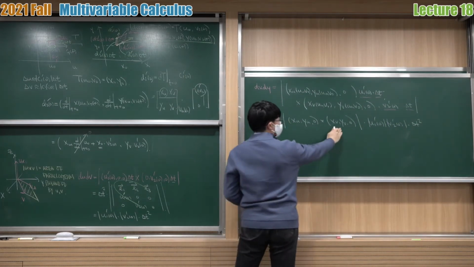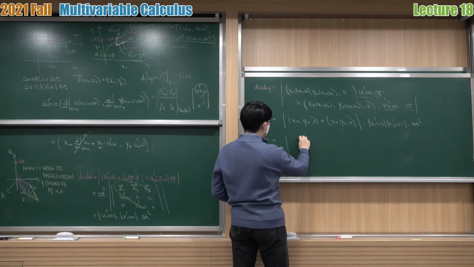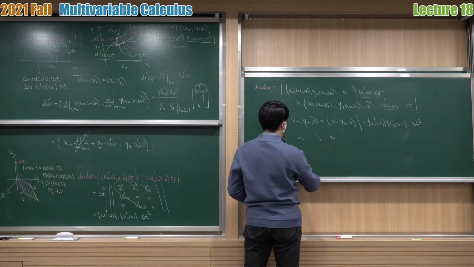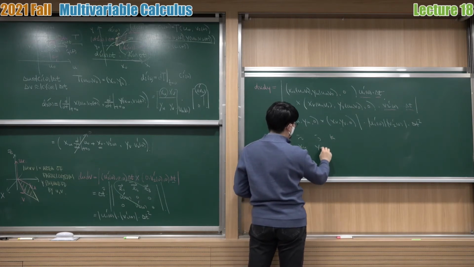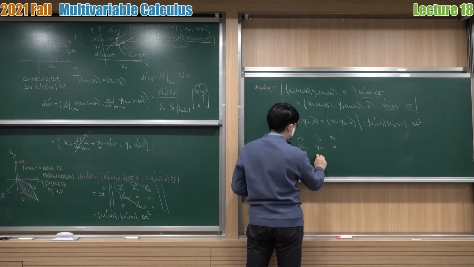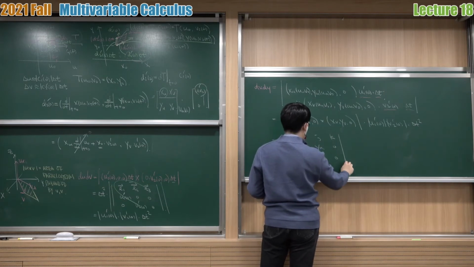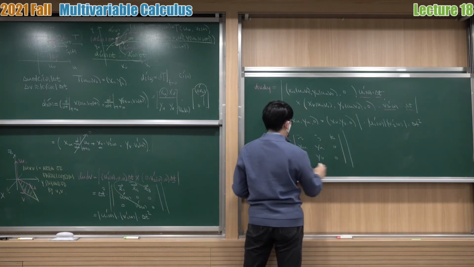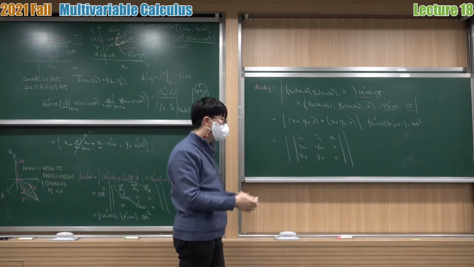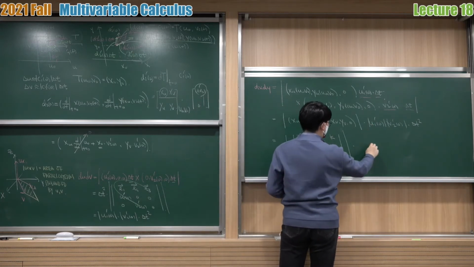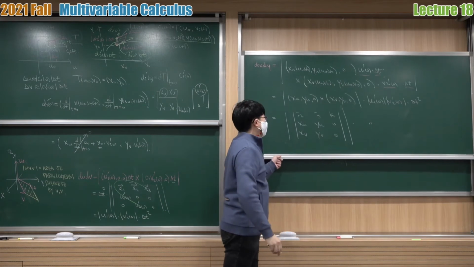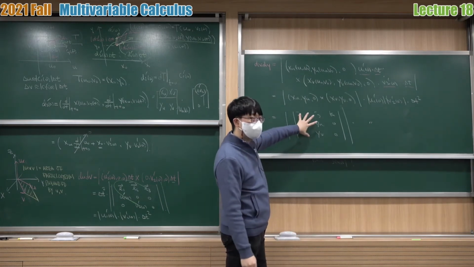All right, let's compute this. If you compute that, it's i, j, k of xu, yu, 0 and xv, yv, 0. And then you take the absolute value, the norm of this vector, the size of the vector, and then you multiply that. So what's this part?